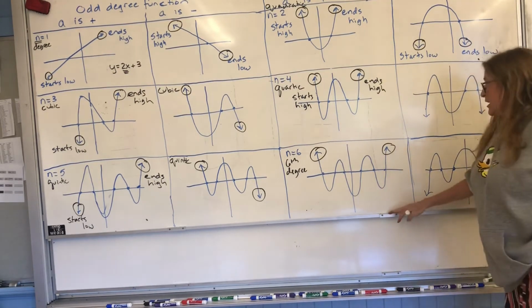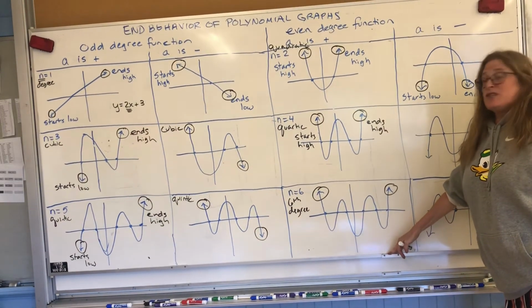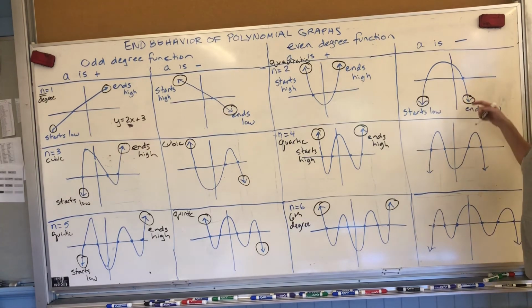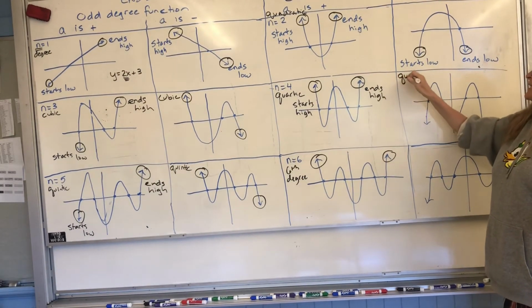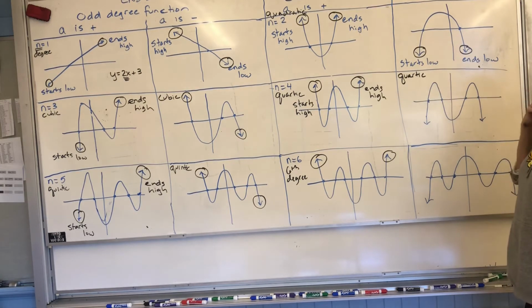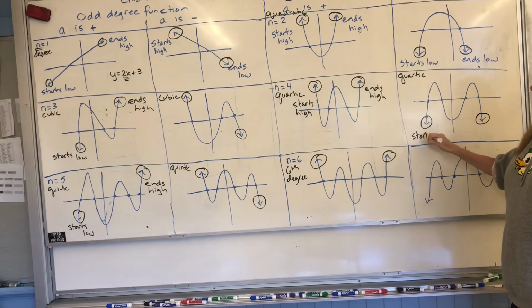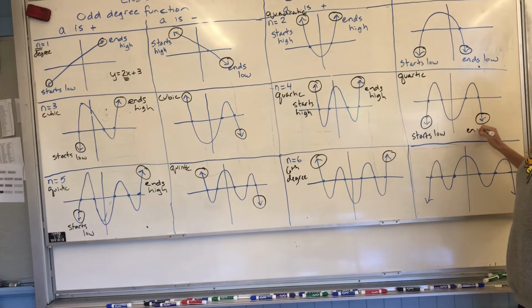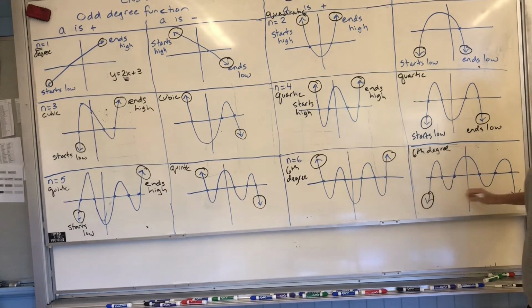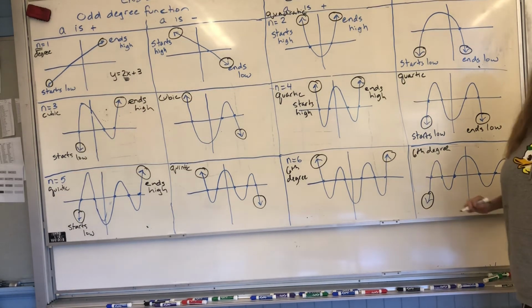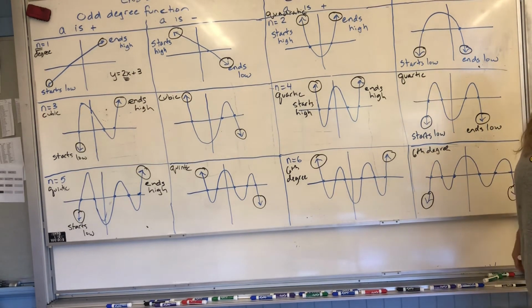So our last scenario is, what if the A value is negative? Right? We know in a parabola that means that they both point down. So guess what, guys? I can say the same thing. If I have a quartic that has a negative A value, I can assume that both of the ends are going to point down. Starts low, ends low. And same thing with a 6th degree. Right? I can assume that it's going to start low and end low. And I could do it with 8th, 10th, 12th, any other even degree.